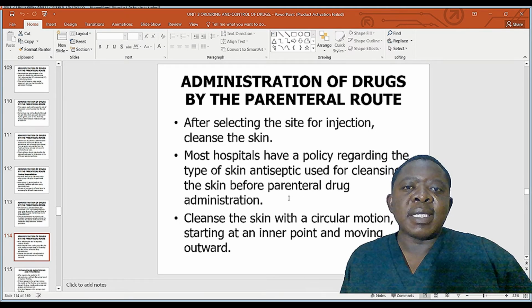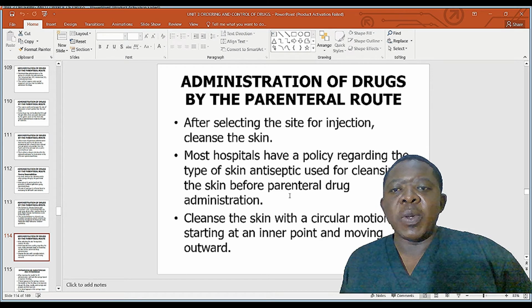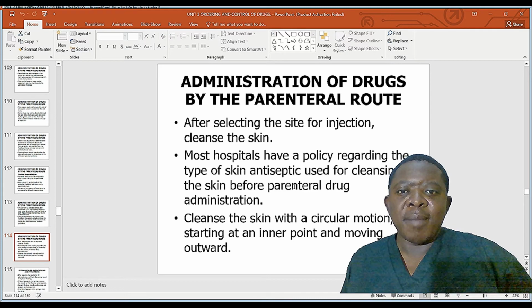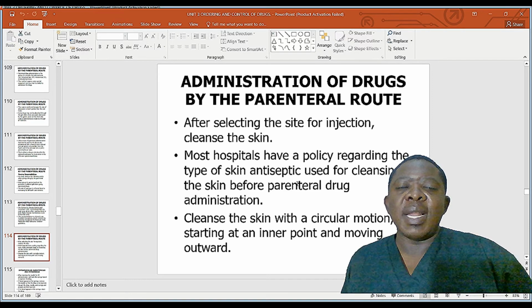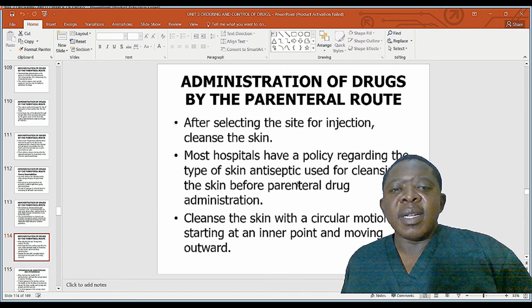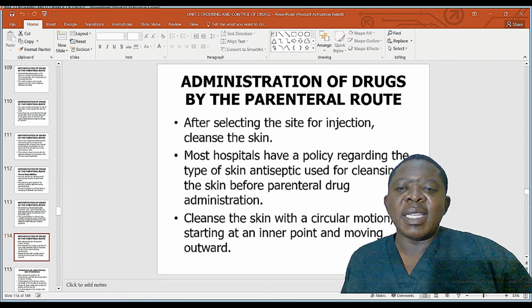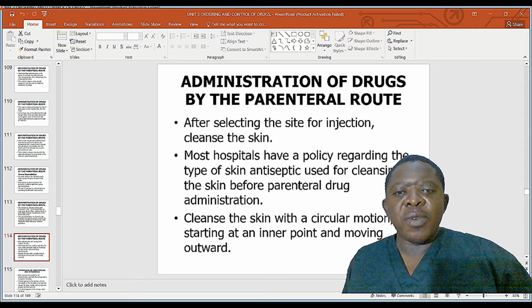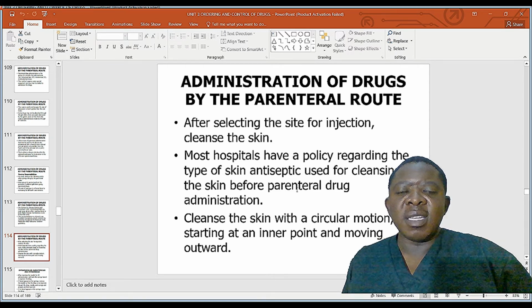So after selecting the site for injection, you can cleanse the skin. Most hospitals have a policy regarding the type of skin antiseptic that is used for cleansing the skin before parenteral drug administration. But mostly alcohol-based antiseptics are used, like methylated spirit. Okay, so you can cleanse the skin with a circular motion, that is starting at the inner point and moving outwards. So you make the inner part sterile and then you move the dirt outwards. That is why we are doing this circular motion, so that it is cleaner at the center and the dirt moves outwards.